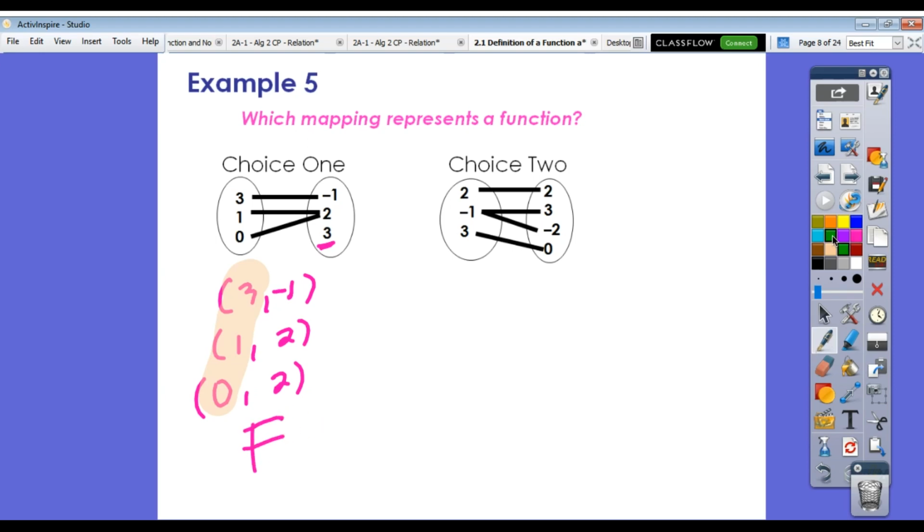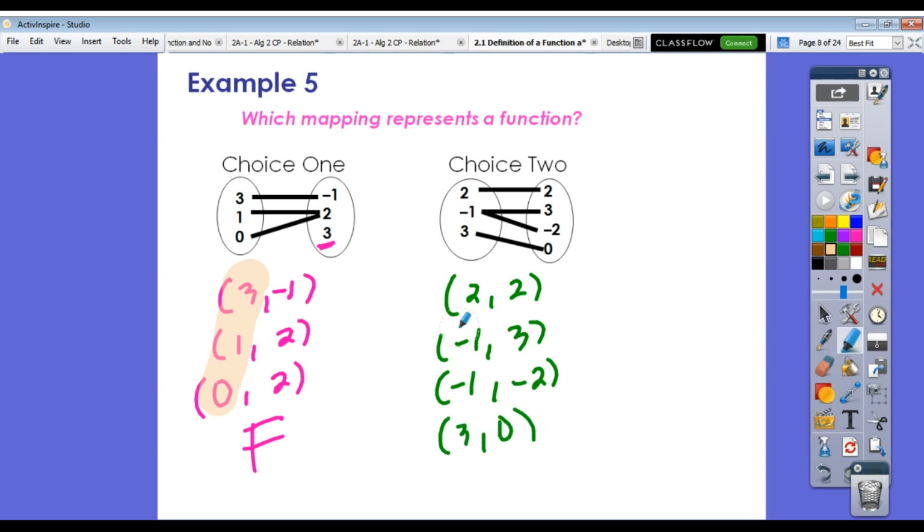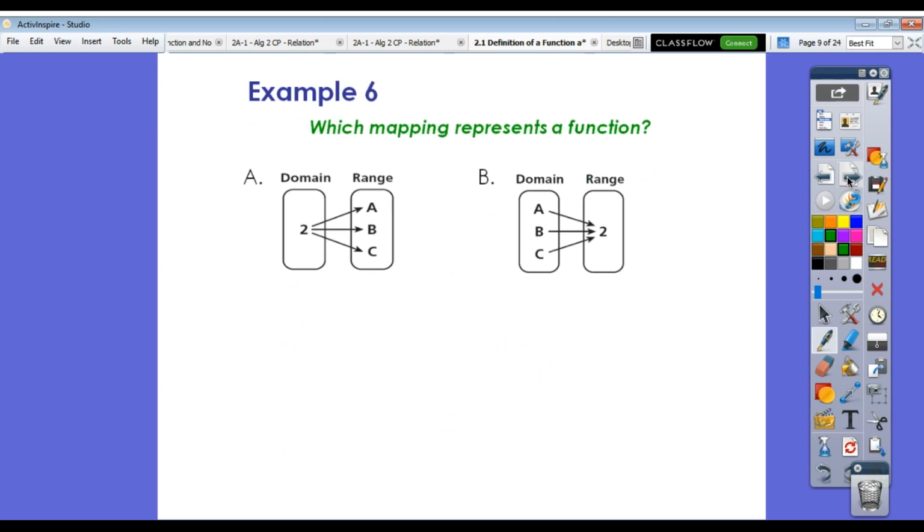Look at this one here. The 2 goes to 2. The negative 1 maps with 3. The negative 1 again maps with negative 2. And 3 maps with 0. You can tell that negative 1 is being repeated here as the x value. So we know this one here is not a function.